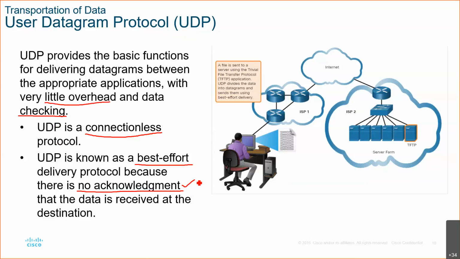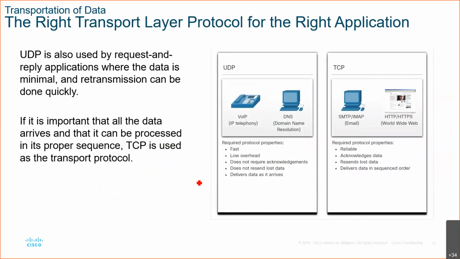So you have to ask yourself which application is going to use TCP and which one is going to use UDP. So here we are. Applications like voice over IP and domain name system use UDP. Applications like emails, SMTP or IMAP, HTTP and HTTPS use TCP.